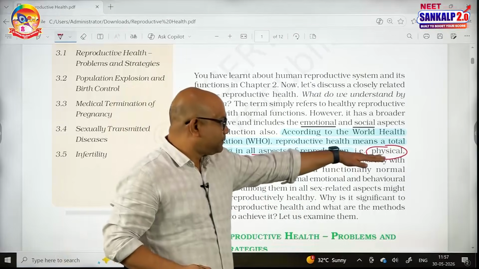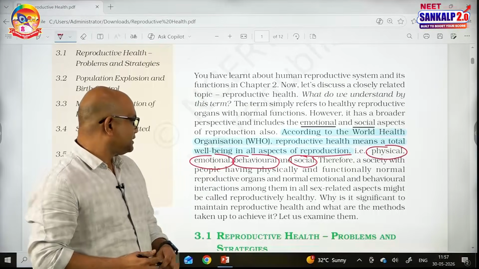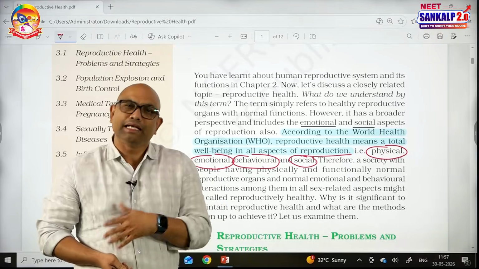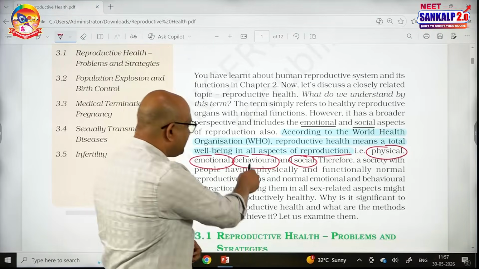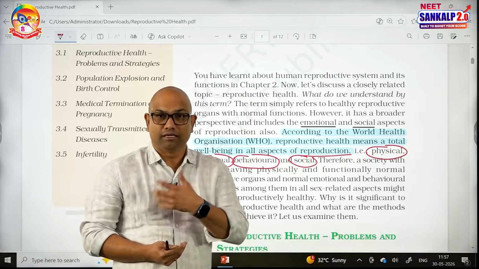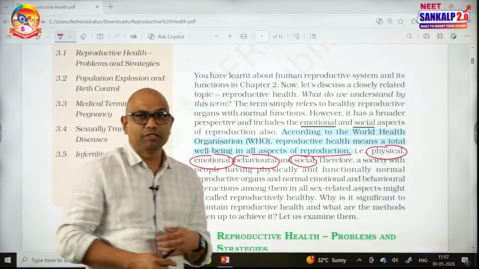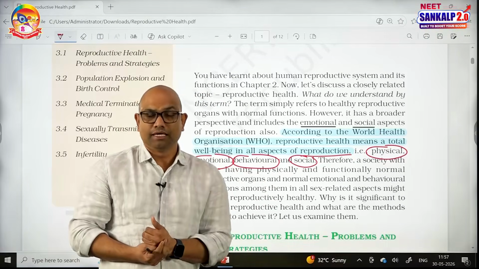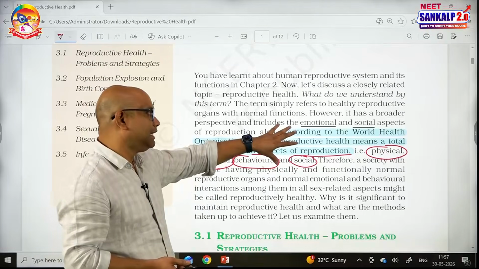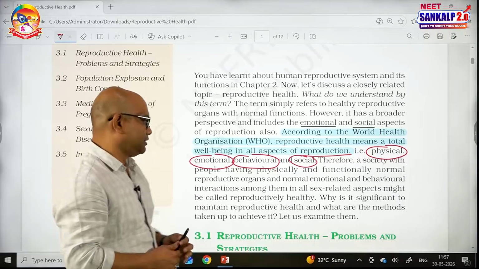So physical aspects means the healthy working of reproductive organs. Emotional aspects is nothing but having the positive attitude towards reproductive related aspects. Behavioral, maintaining the personal hygiene, avoiding the risky sexual behavior, and social well-being, having the positive relationships in reproductive related aspects. So this is overall well-being related to the reproductive health according to WHO, World Health Organization.